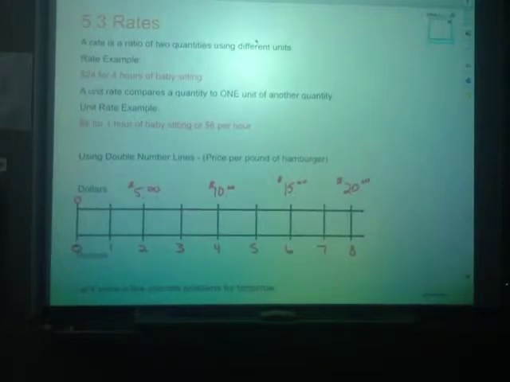A unit rate, which is a little different, notice I capitalized, compares a quantity to 1 unit of another quantity. So a unit rate example would be $6 for 1 hour of babysitting, or it could be written $6 per hour.